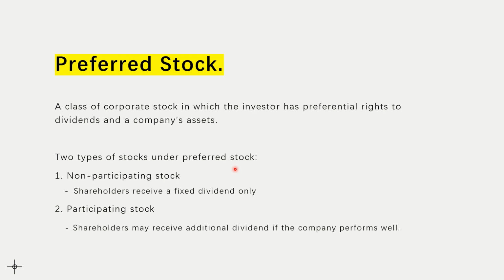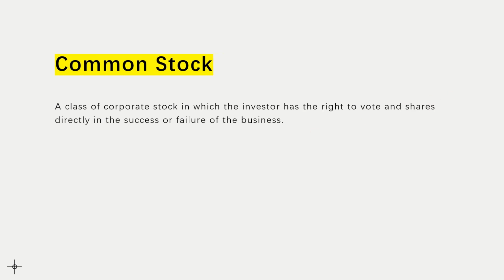Basically, non-participating stock is like constant and stagnant. You're getting paid the same money every time. However, in participating stock, you may actually get a bonus if things go well in the company you're investing in. Now let's look at the common stock. Common stock is a class of corporate stock in which the investor has the right to vote and shares directly in the success or failure of the business. Basically, this puts you more in deep with the company because you actually have the right to vote, and the number of votes that you have usually corresponds to the number of shares you have in the company.